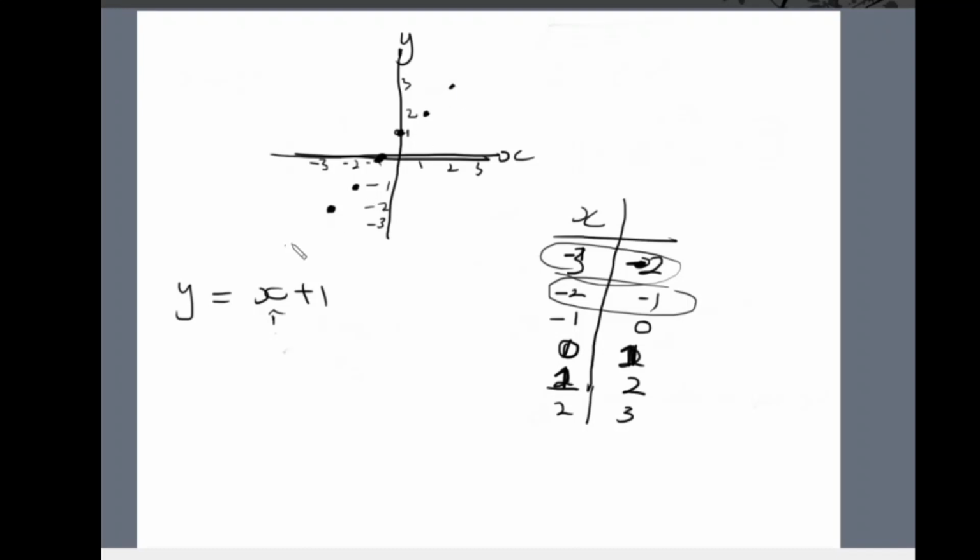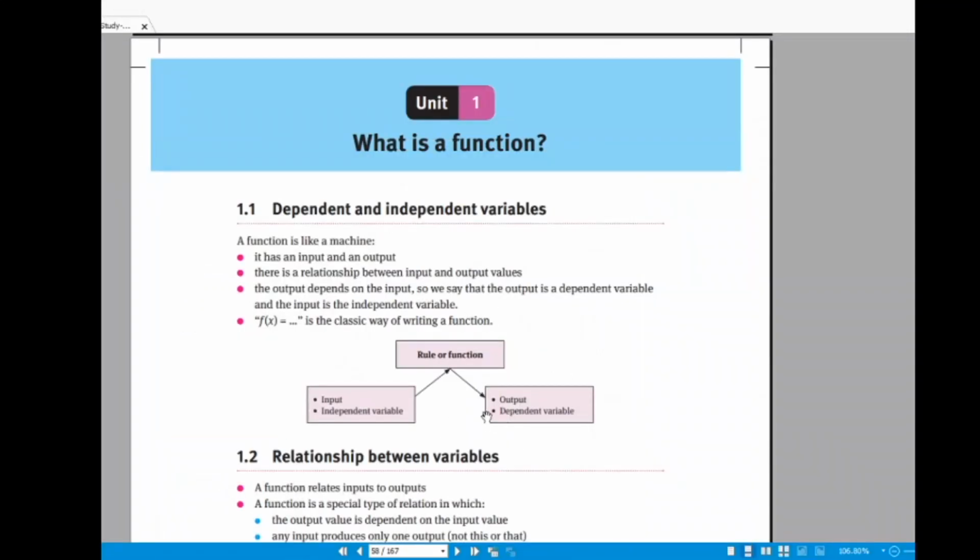And then when you connect these dots with a straight line, you get a visual representation of your function, right? Yeah, so let us go through the notes again. So a function is like a machine. It has an input and an output.